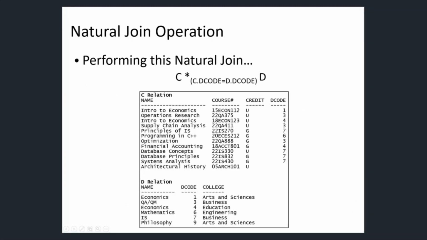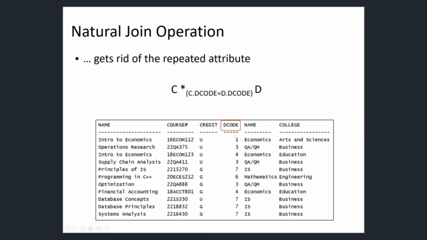And similar to our equijoin example, we will use the C relation and D relation in order to demonstrate a natural join. And we're going to do the natural join on the D code attribute again. And as you can see, the resulting relation from a natural join gets rid of that repeated attribute. So in contrast to an equijoin where D code is repeated, a natural join eliminates the superfluous attribute.